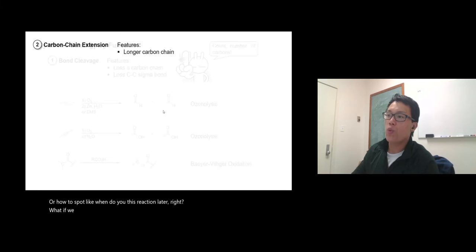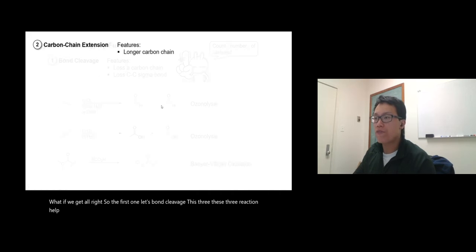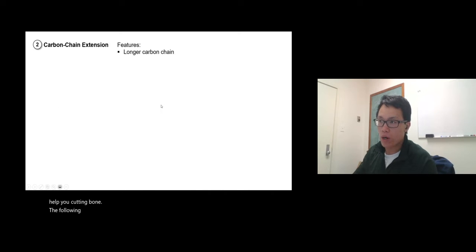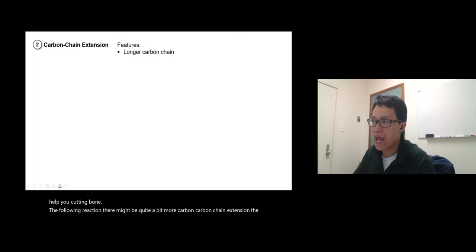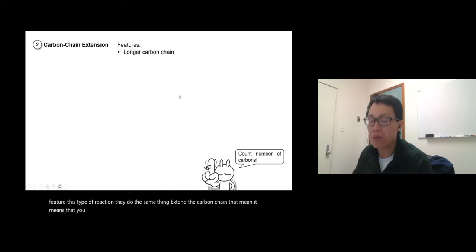All right. So the first one, that's bond cleavage. These three reactions help you cut bonds. The following reactions, there might be quite a bit more. Carbon-carbon chain extension. The feature of this type of reaction is they do the same thing: extend a carbon chain. It means that you have to count the number of carbons, and please do not forget to count the number of carbons.